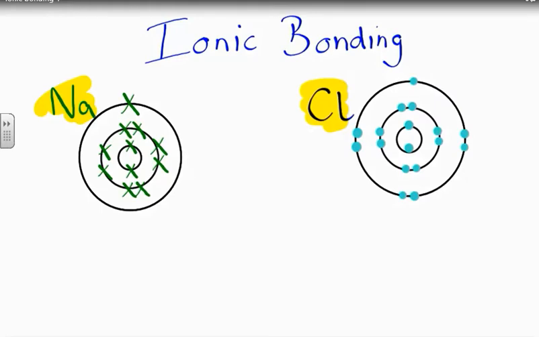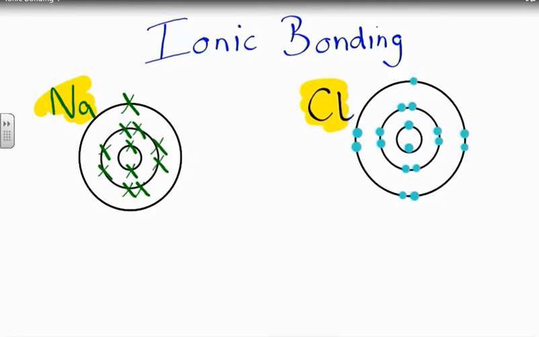So sodium has one electron in its outer shell, it's in group 1, and we've got chlorine, which has 7 electrons in its outer shell and is in group 7. So as I've mentioned, ionic bonding involves transfer of electrons. So our metal atoms like to lose their outer electrons, and our non-metal atoms like to gain these electrons in order to get this full outer shell.